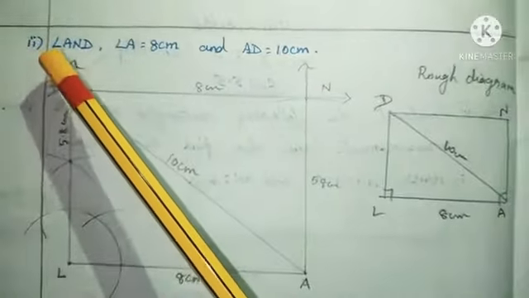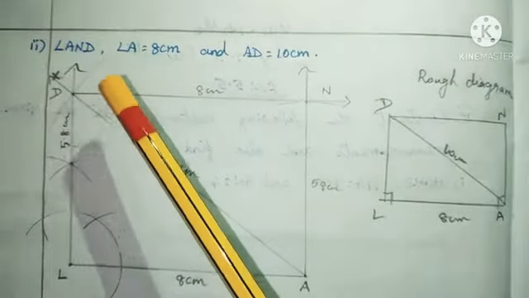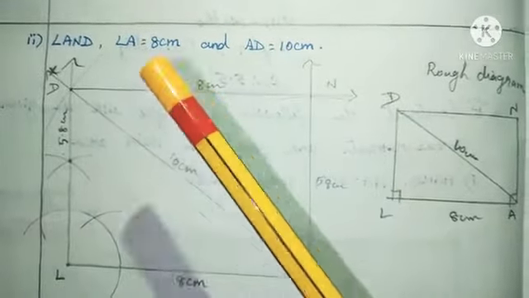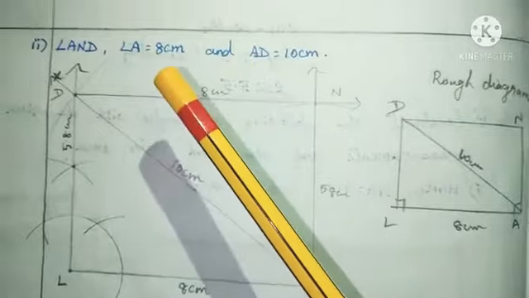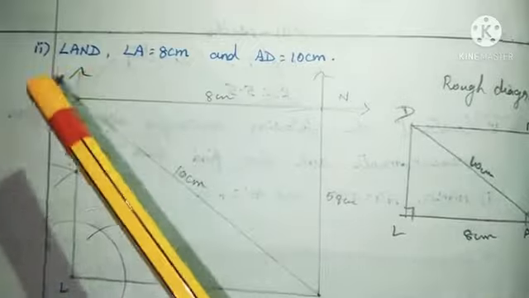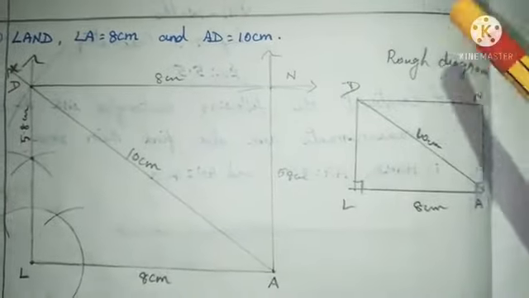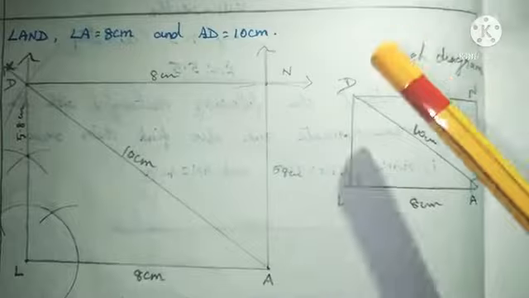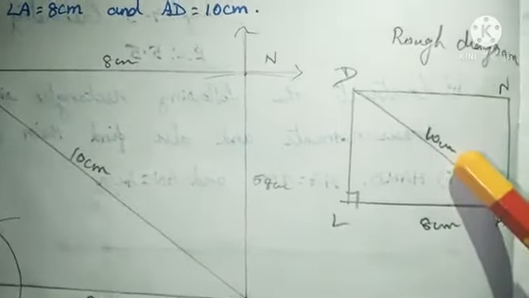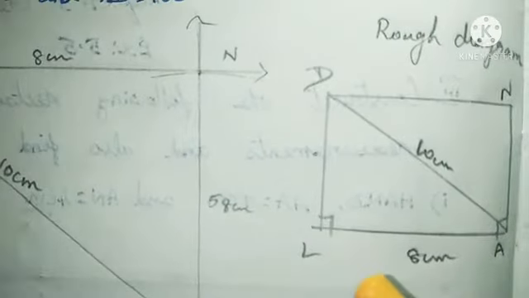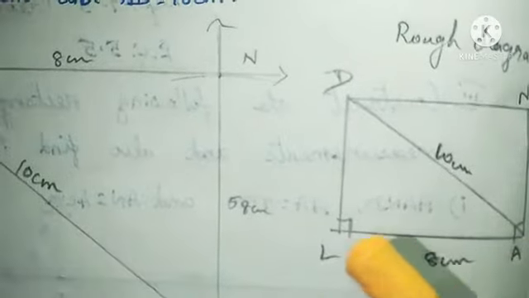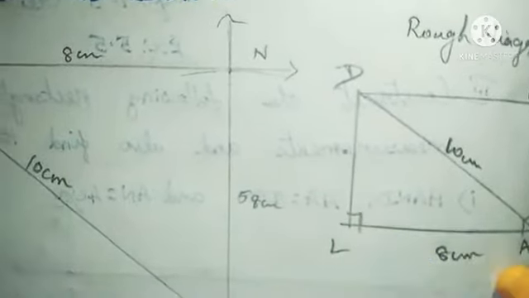Second sum, the rectangle LAND, LA is equal to 8 centimeter and AD is equal to 10 centimeter. Similarly, here the LA and AD are given as 8 centimeter and 10 centimeter. Using these measurements, you have to construct the rectangle LAND. First, you have to draw the rough diagram LAND. LA is given as 8 centimeter and ND is given as 10 centimeter. And also we know that all the angles of the rectangle are equal to 90 degrees. Using these three measurements, we are going to construct the rectangle LAND.